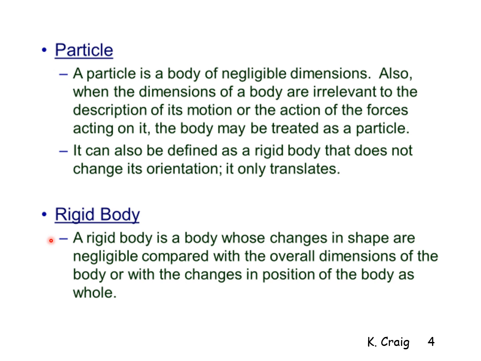So a rigid body is a body whose changes in shape are negligible compared with the overall dimensions of the body or with the changes in position of the body as a whole. If you're not interested in these changes in shape, then you treat the body as if it were rigid, which is an idealization. When we assume a rigid body, we're assuming that the fact that it can change shape is not important in our analysis. So this is a simplifying assumption.